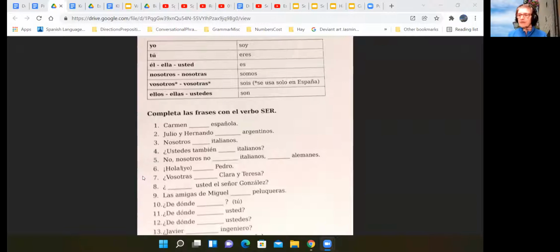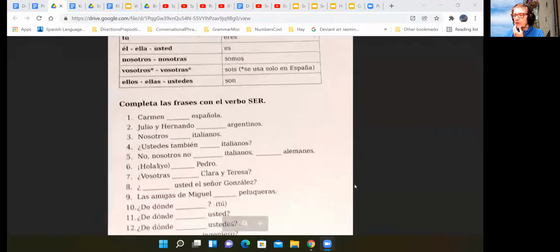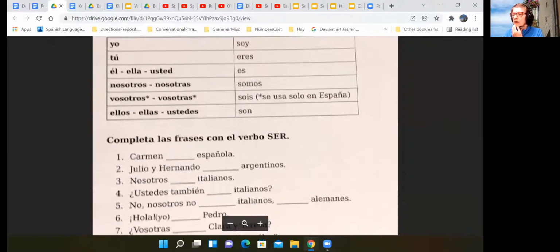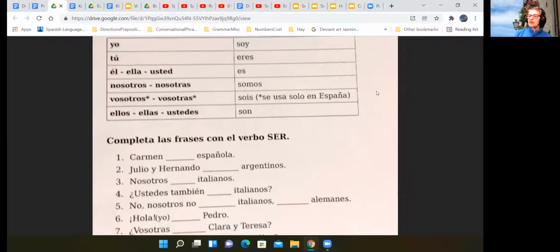We use them for different reasons, but each verb gets a special set of forms, which we call conjugations, and ser and estar are both very irregular. So ser will be one of these things that you see up at the top. It'll either be soy for yo.